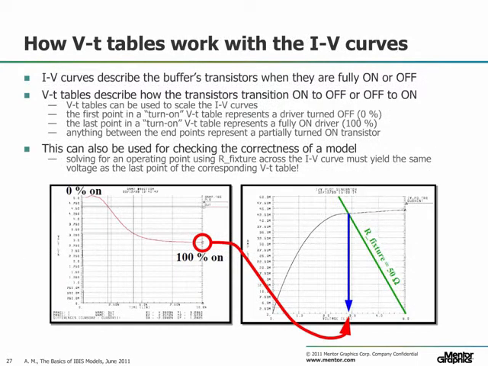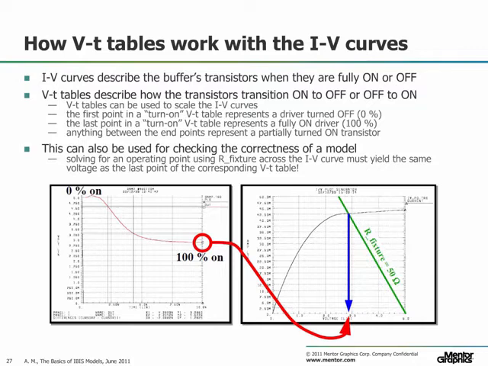As I mentioned earlier, the IV curves describe the buffer's transistors in their fully on or off condition. I also mentioned earlier that the first and last points on the VT curves correspond to the buffer in its steady state. This means that we can use the waveforms stored in the VT tables to scale the IV curves from 0% all the way to 100%. This information can also be used to check the quality of the model.